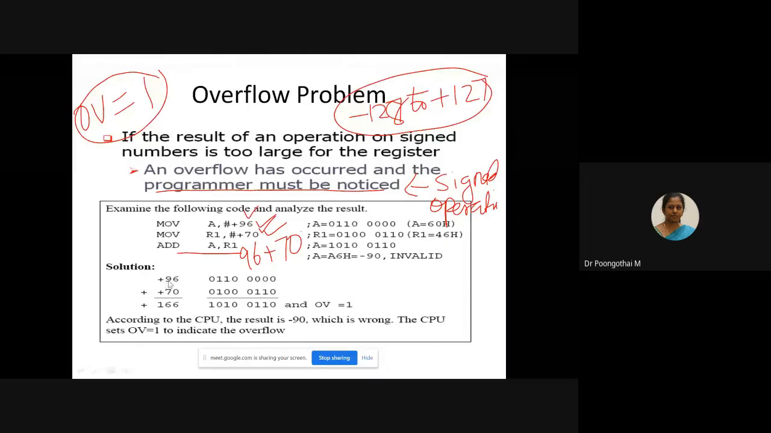So 96 is added with 70. The hexadecimal equivalent for 96 is 60 and for 70 is 46. First you write it in binary, then add the two. Here one carry is generated from D6 to D7. Again, the additional carry is 0.